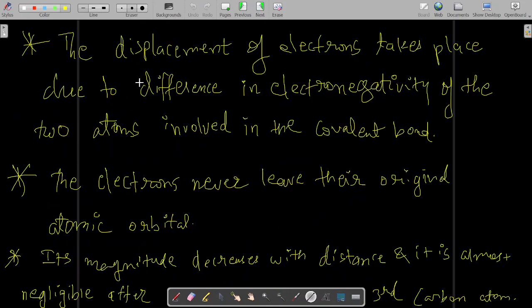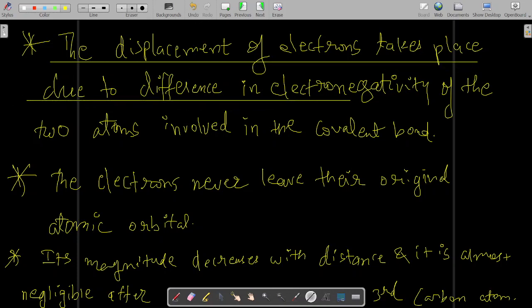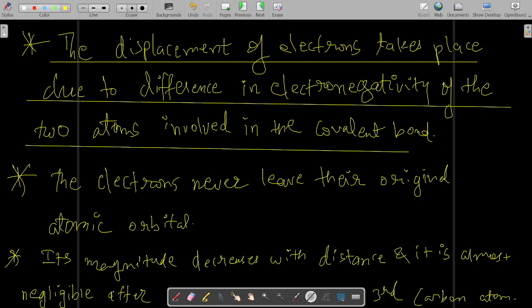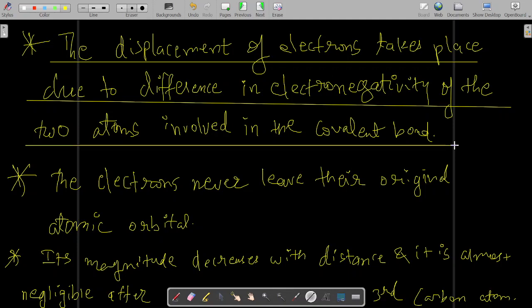Then, the displacement of electrons takes place due to the difference in electronegativity of the two atoms involved in the covalent bond. Why does the displacement of electrons take place? Because of the electronegativity difference of the two atoms involved in the covalent bond. For example, carbon and chlorine. There was an electronegativity difference between carbon and chlorine. Chlorine was more electronegative and carbon was less electronegative.